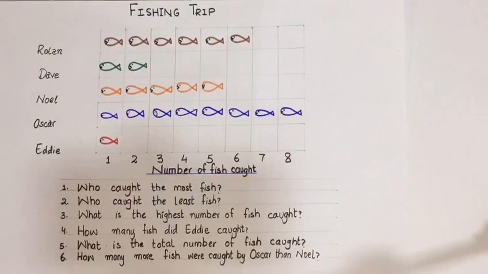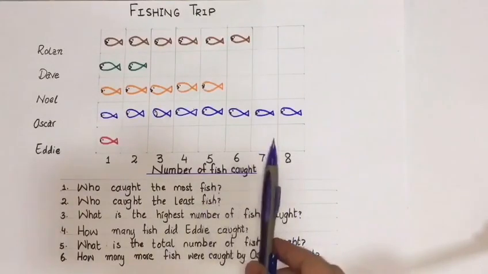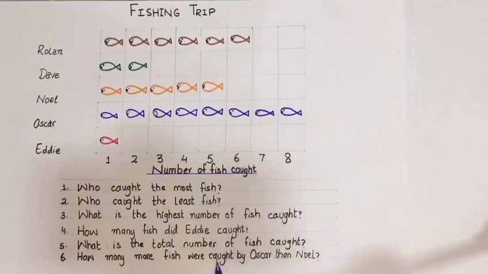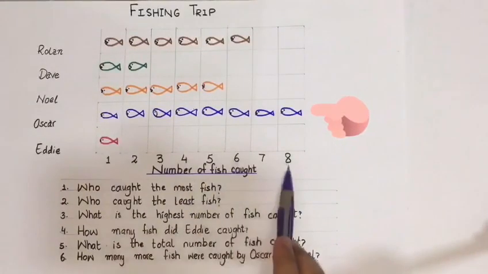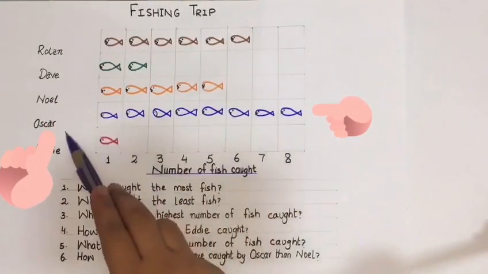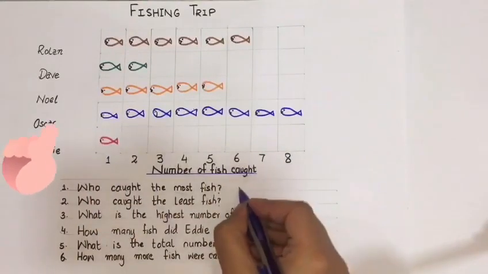Here is a graph representing the data of a fishing trip made by some students. On the horizontal side you can see the names of the students, and this is the numerical scale that will tell you how many fish they caught. By looking at the graph we are going to answer these questions. First of all, who caught the most fish? You have to look at the word most. Most means maximum number. So here in the graph 8 is the maximum number, and we will see who caught the most fish, that is Oscar. So I'm going to write Oscar here.